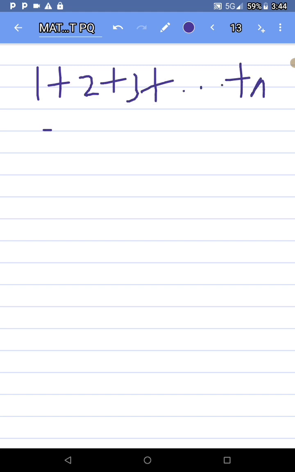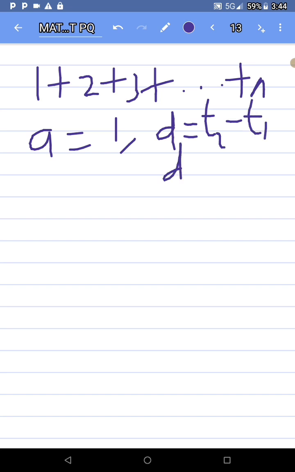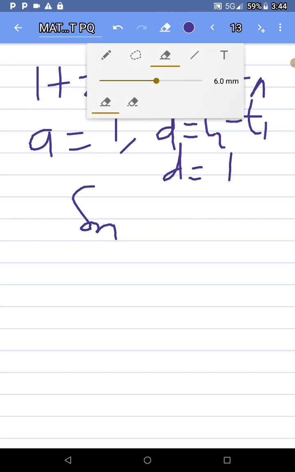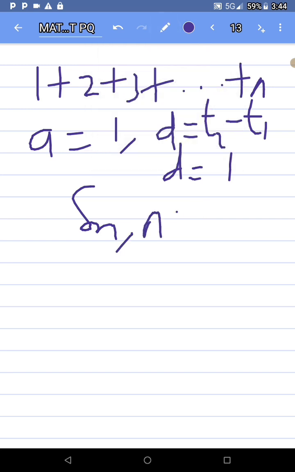So using the general method, I have 1 plus 2 plus 3 plus down to n. So the first term here is 1. This forms an AP, of course. How do I know? Because there's a common difference. The common difference is T2 minus T1, which is 2 minus 1, so 1. And you want to get the sum of n terms. Here my n is n.